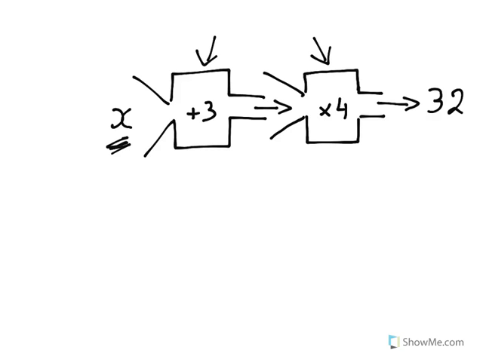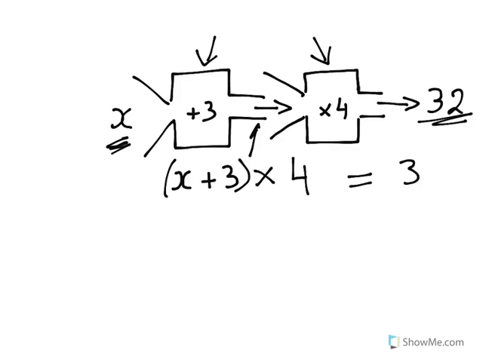And what's the first thing we're doing to x? Well, pretty easily. We're throwing x into this first box, and then we're just adding 3 to it. Then it's falling out here as x plus 3 from this function box, and then we throw it into the next function box, where we multiply the whole of this expression by 4. And then the final answer that's falling out is actually 32.